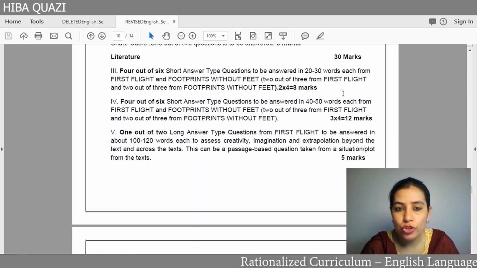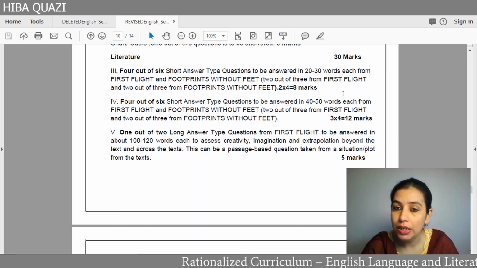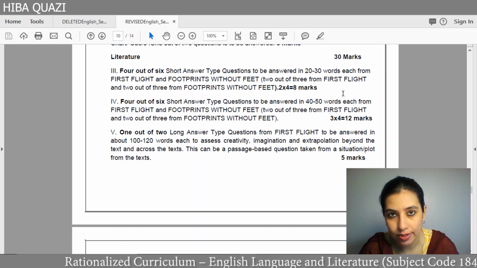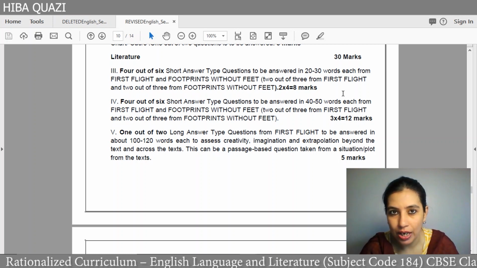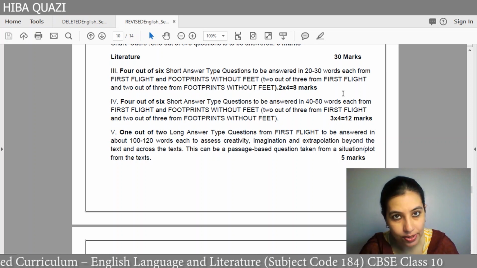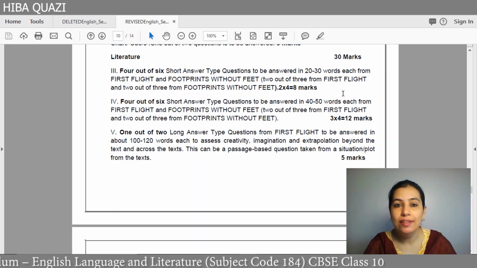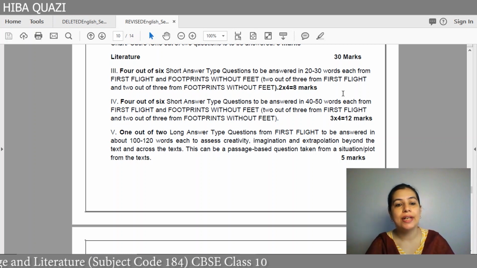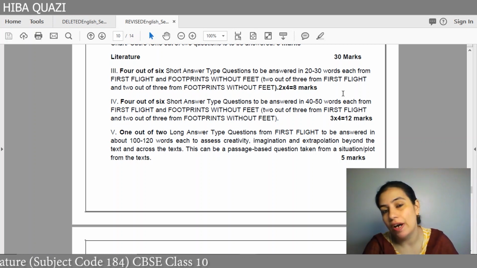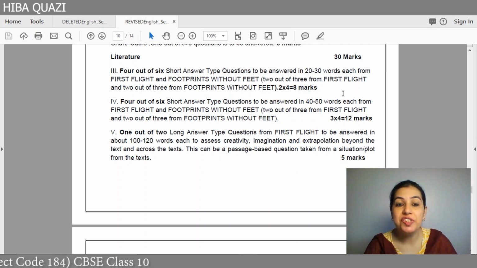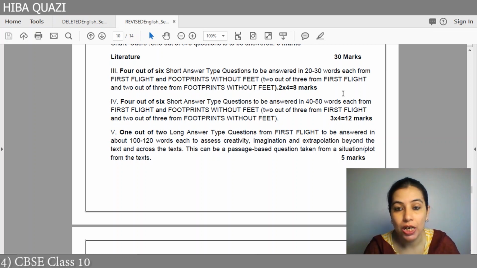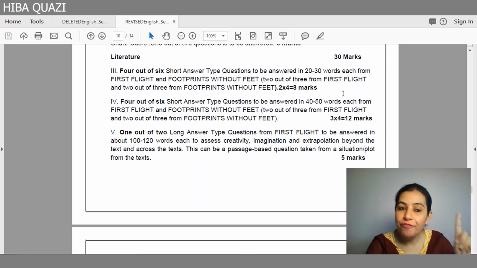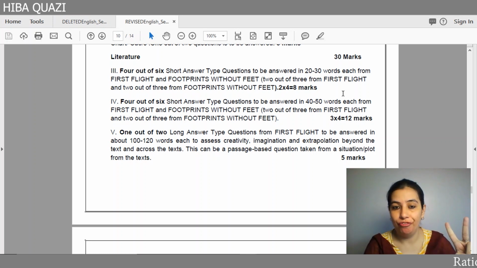4 out of 6 short answer type questions to be answered in 20 to 30 words. Short answer type is short answer time. Do not waste your time elaborating the answer unnecessarily. Do not give any unnecessary details which the question does not look for, and kindly stick to the word limit as far as possible. 4 out of 6 short answer type questions to be answered in 20 to 30 words each, from First Flight and Footprints Without Feet.